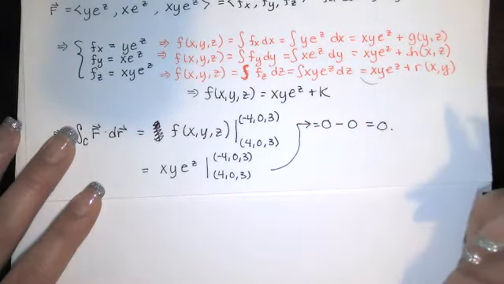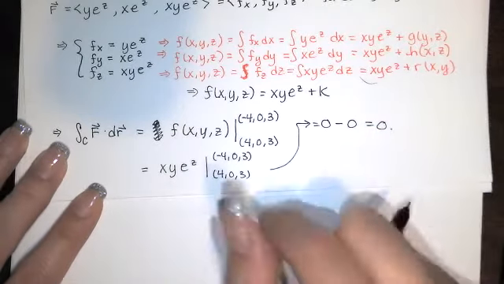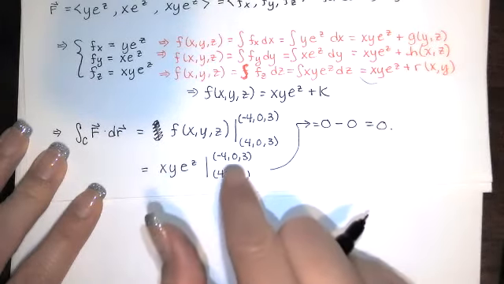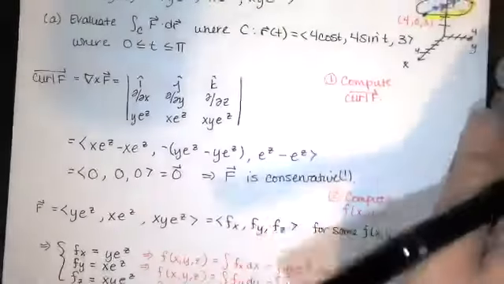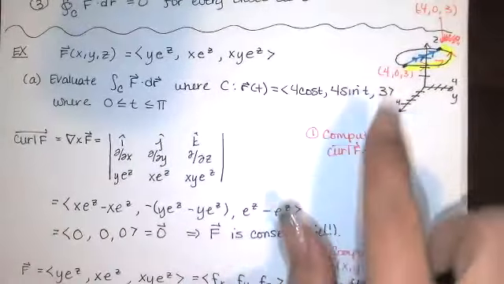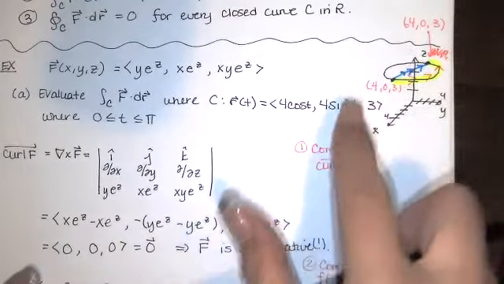Now, if you're saying that curve's not closed, that's okay. You could still get 0 because we evaluate the potential function at this point and this point, and we get 0 both times.